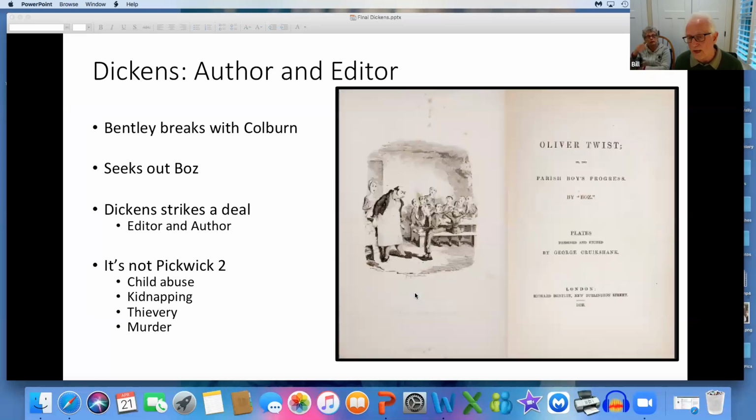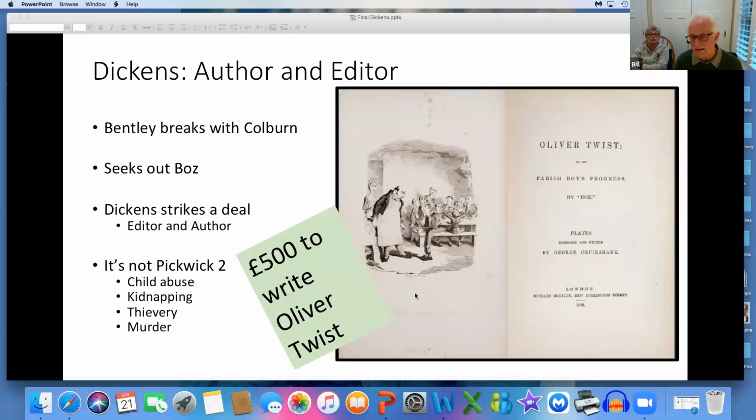Dickens says, well, okay, I'll be your editor, but I have an idea for a book and I want you to publish it. And he talks Bentley into giving him 500 pounds to write Oliver Twist. Remember, 100 pounds a year feeds a family of 4. So he strikes the deal. Oliver Twist, fabulous success. George Cruikshank is the illustrator, and it goes great.